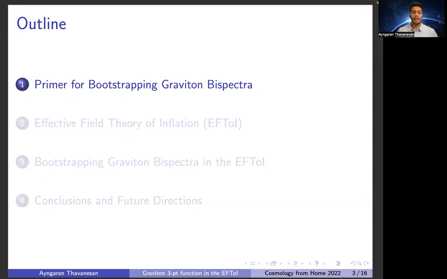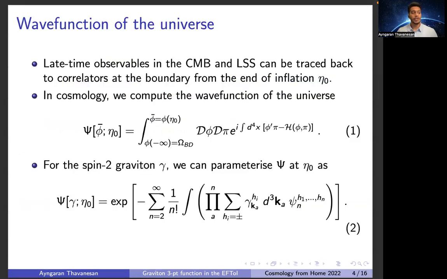So let's start with discussing how we can bootstrap graviton bispectra. In cosmology, we aim to measure correlation functions through the CMB and LSS, which can be traced back to the boundary at conformal time eta_0 from the end of inflation, which is believed to be a de Sitter-like expansion. In the cosmological bootstrap program, a helpful object to work with to compute these cosmological correlators is called the wavefunction of the universe.